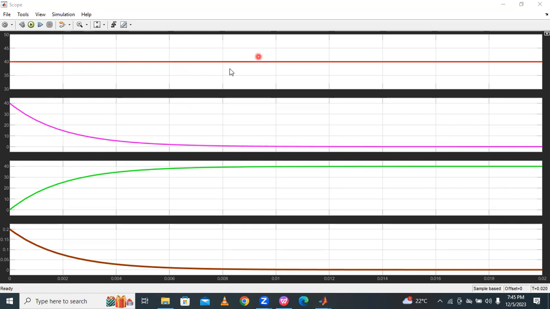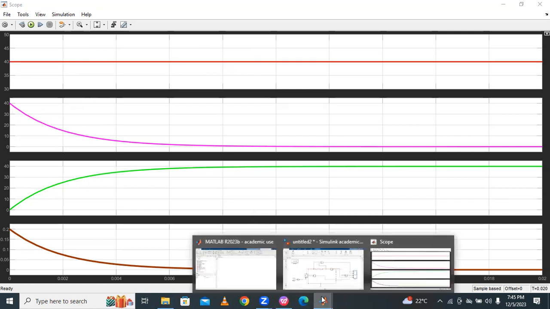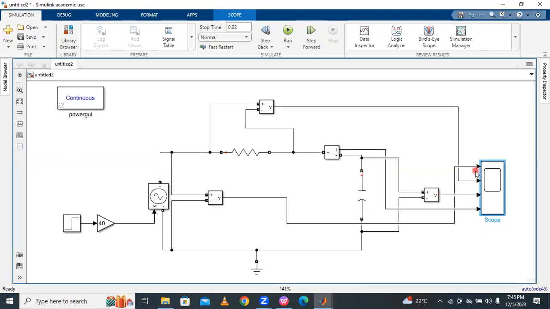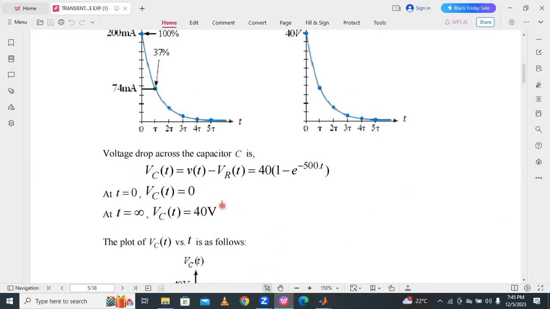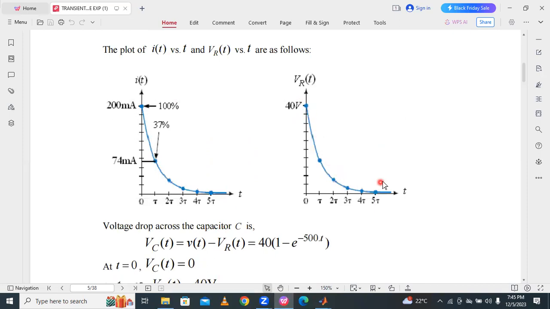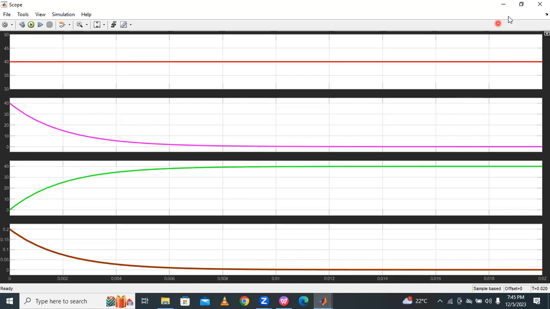Here the input voltage is 40, and what is the second one? The voltage across the resistor. The voltage across the resistor is decreasing exponentially. VR of t is decreasing like this. The voltage across the resistor is decreasing in this way.